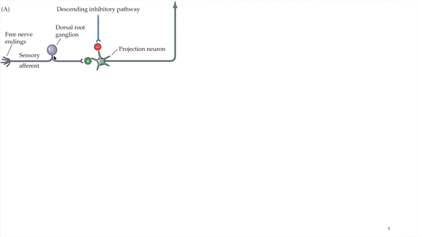It's going to be found in the dorsal root of the spinal cord. They can drive projection neurons, which can then take pain information up. The descending inhibitory pathway, that is the pain pathway, right? And it is modulating this ascending pathway.